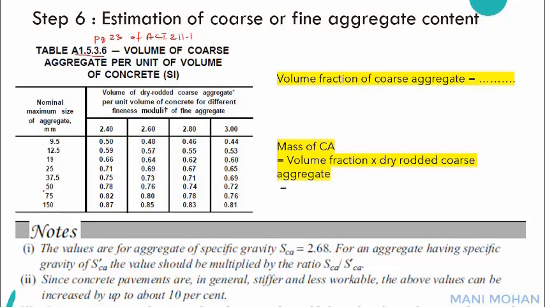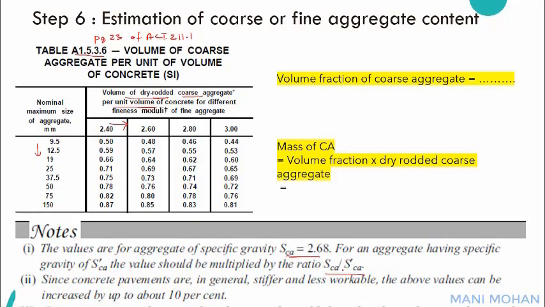With reference to the nominal maximum size of aggregate, which is given over here, and fineness modulus of fine aggregate, we can compute the volume of dry rodded coarse aggregate per unit volume of concrete. Points to be noted when we use this volume of dry coarse aggregate per unit volume is that this value has been determined for aggregate with specific gravity of 2.68. For any aggregate having specific gravity other than 2.68, this value should be multiplied by the ratio of 2.68 divided by the specific gravity of the given aggregate.